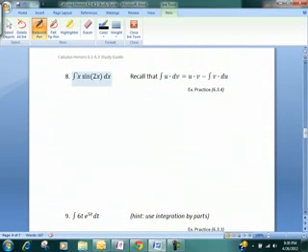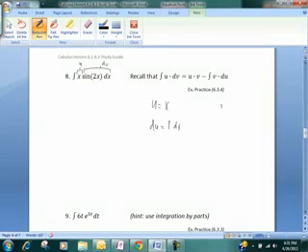So always call the function that can collapse into an easier function u, and then everything else is dv. So we're choosing a nice well-behaved u, everything else is dv. So u is going to be equal to x, and du is going to be equal to 1 dx because the derivative of x is 1.